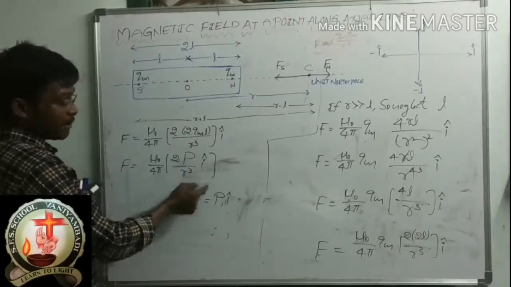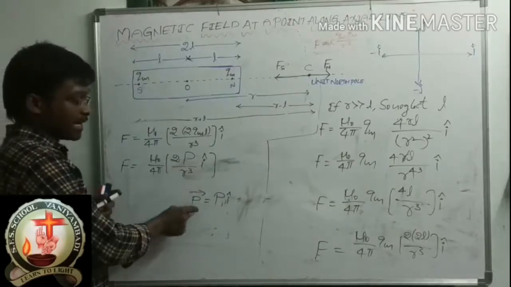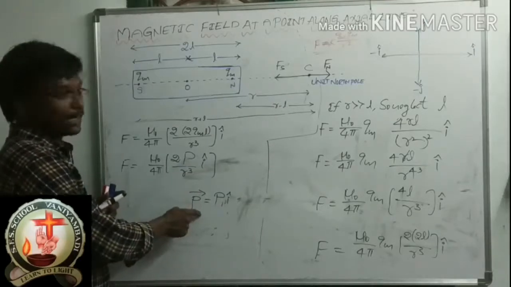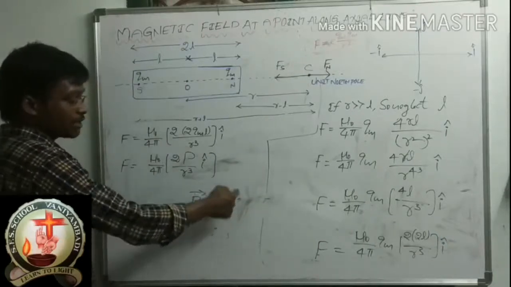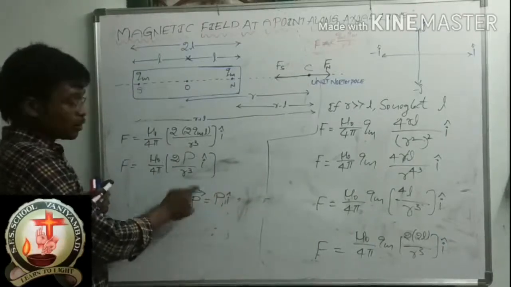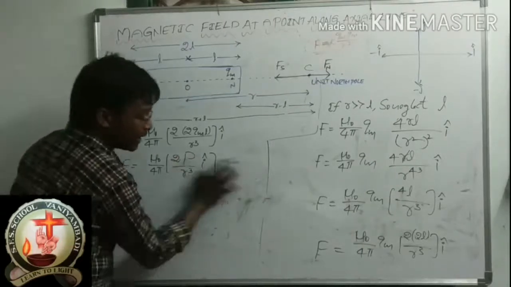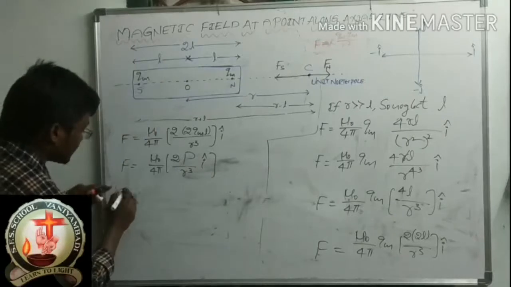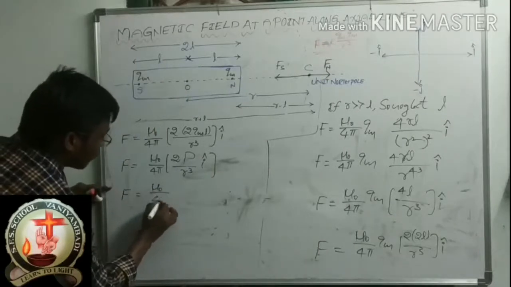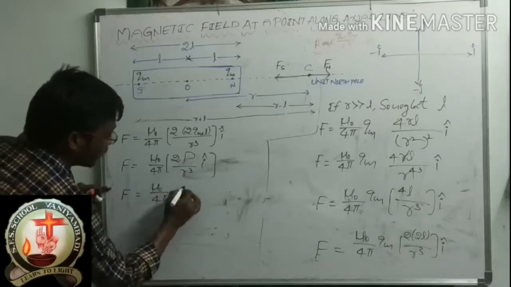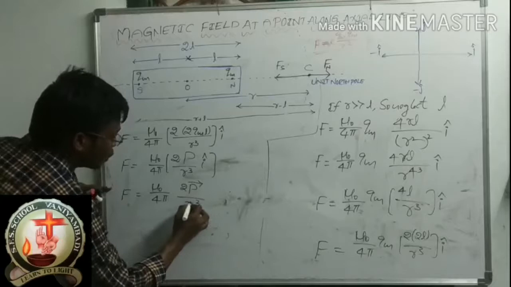Instead of this P i cap, shall I write P bar? We can absolutely write, because P i cap means this is moving in only one direction. So in both places, instead of this P i cap, I am writing P bar. F is equal to mu naught by 4 pi, here 2 P bar by r cube.